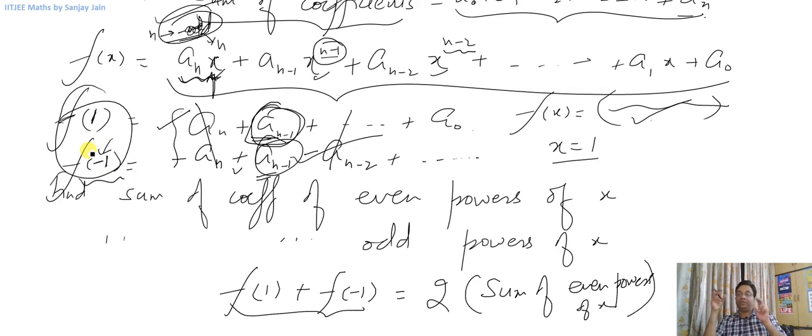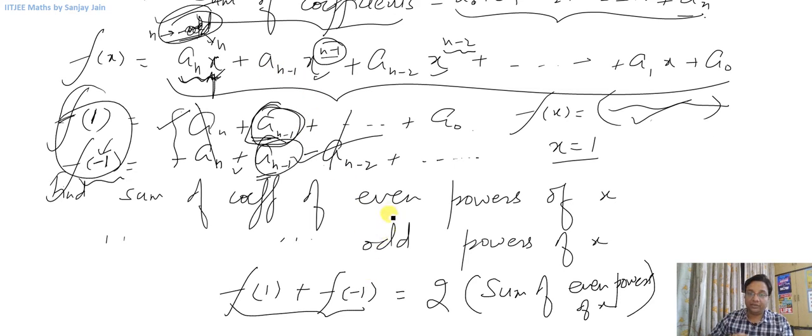What will happen is, when you put x equal to 1, you will get the sum of all the coefficients. When you put x equal to negative 1, you will get the sum of coefficients with alternating positive and negative signs, right? And the terms with odd powers of x will change their signs. When you add f of 1 and f of minus 1, every term that had odd powers of x will get cancelled, right?